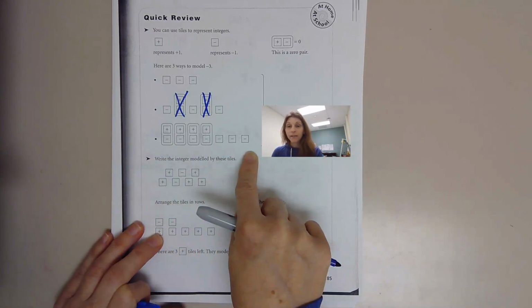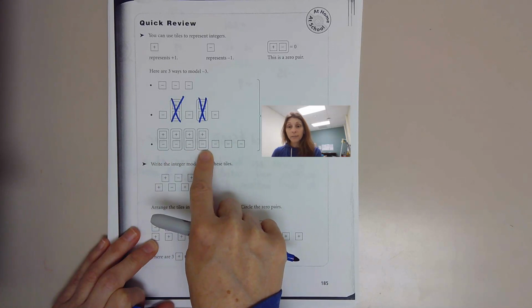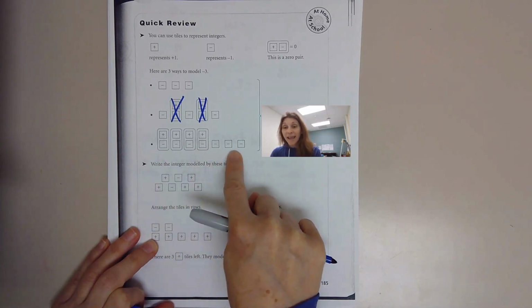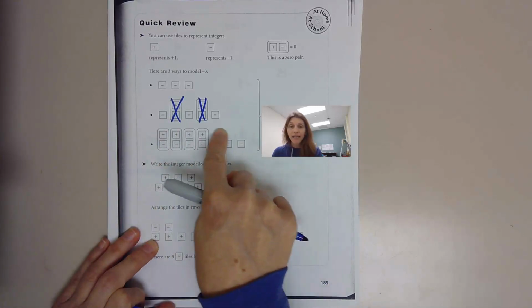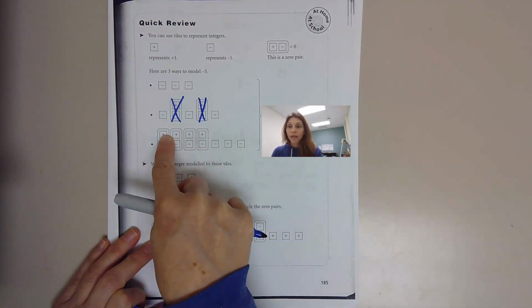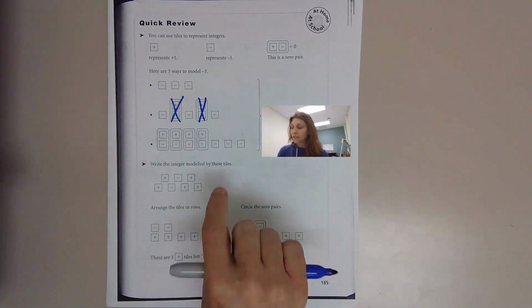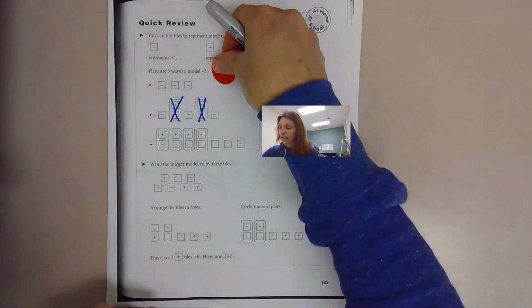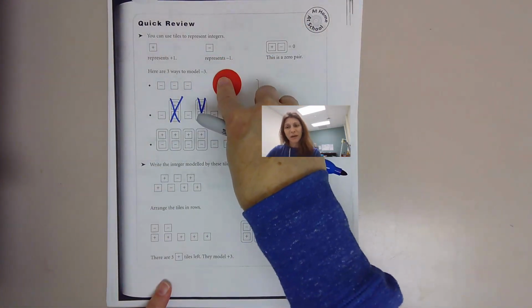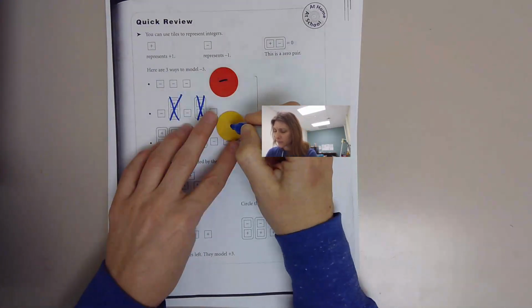And then again, they have it like this, where they've organized them into their zero pairs at the beginning, and at the end they have what's left over. I like this strategy. It ensures that you are not making any mistakes. I like the red is negative and the yellow is positive. So let's do that.